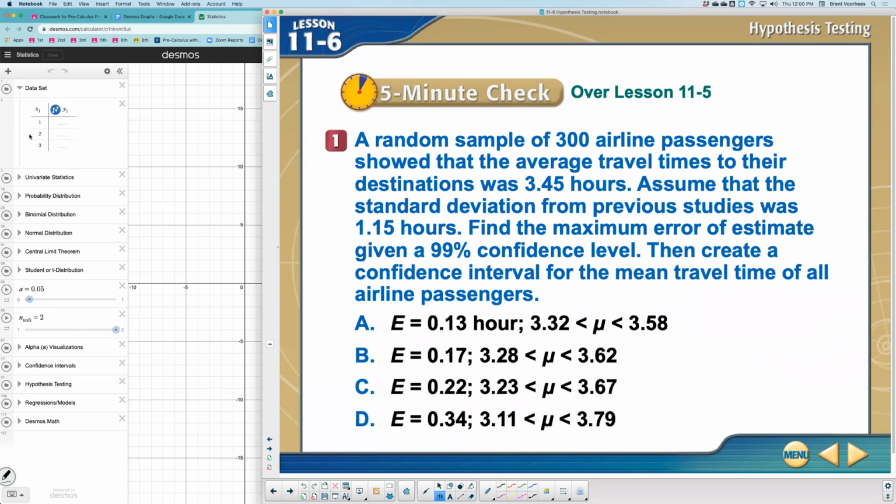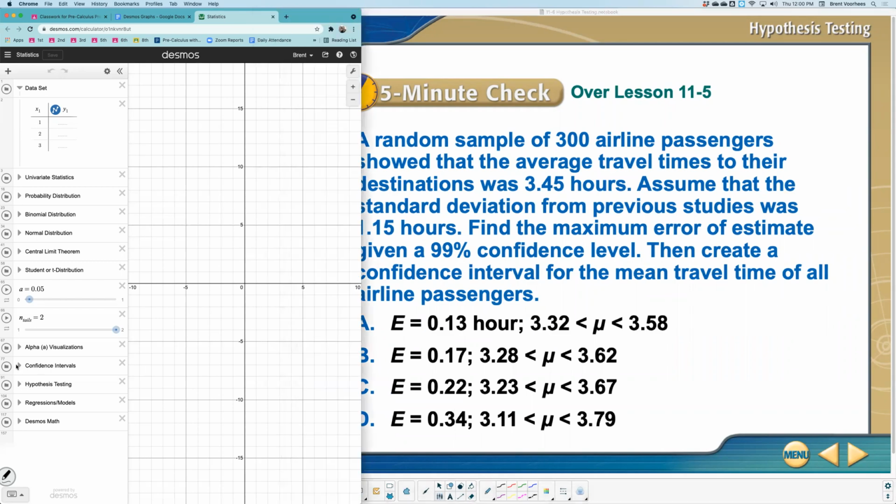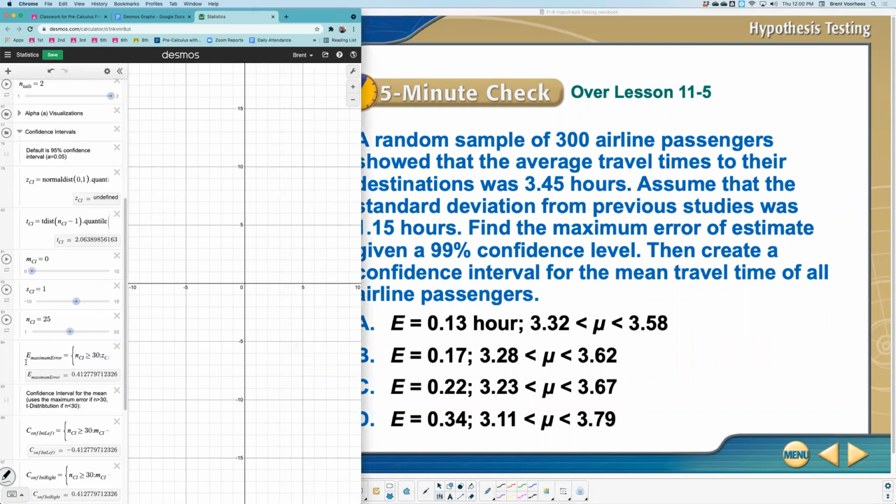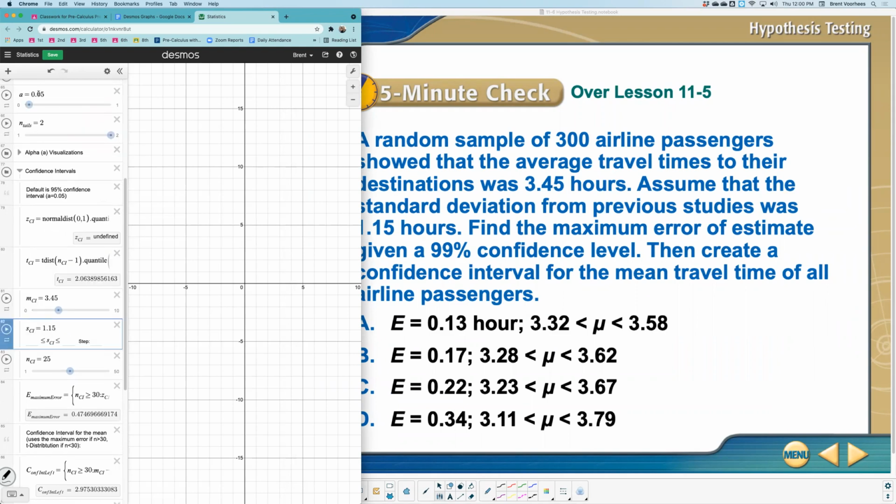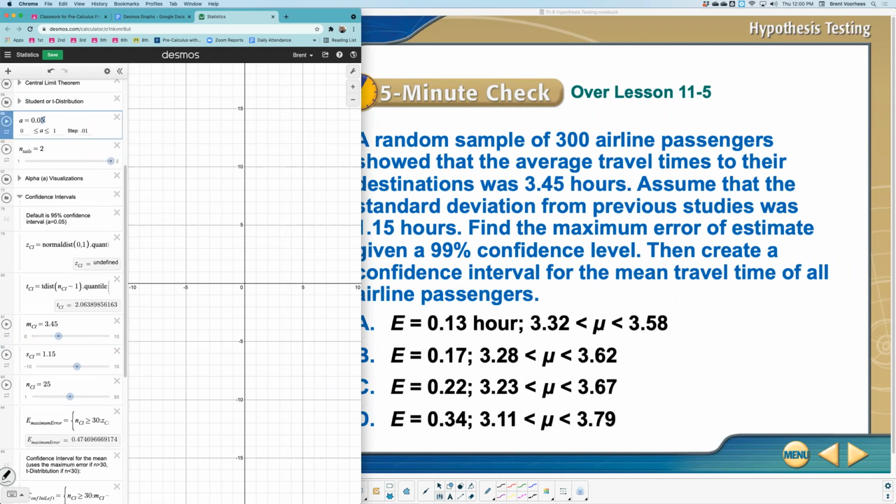So what I'm going to do is go over to the statistics calculator that I've created. We're going to go to confidence intervals and type in our information. We know the mean, or assumed mean, is 3.45 hours. The standard deviation was 1.15 hours. We want a 99% confidence level, which means alpha is 1 minus that 99%, which would be 0.01.